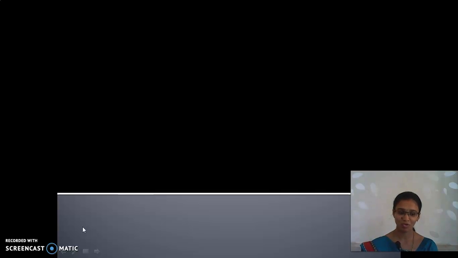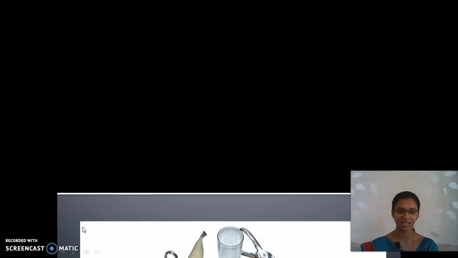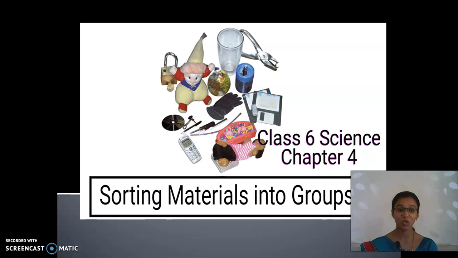Now we are going to move to our next lesson. So what is our next lesson? Sorting materials into groups. What do you mean by the word sorting? Nothing but they are classified or divided based on their quality, quantity and their characters, etc. So classifying the objects or things based on their categories.